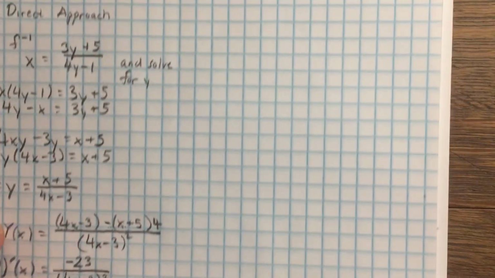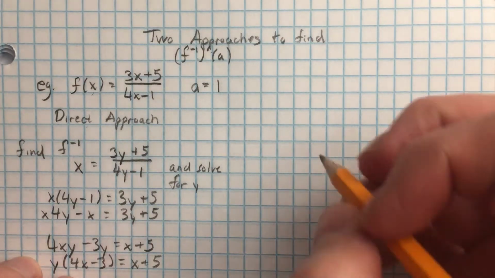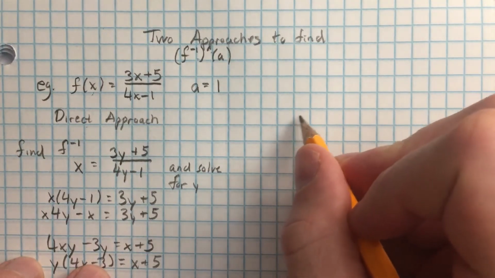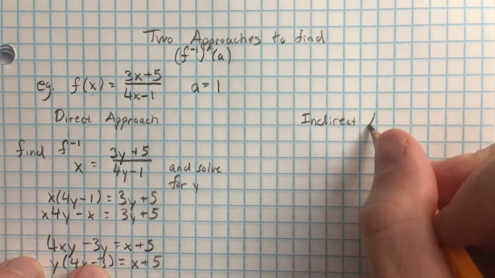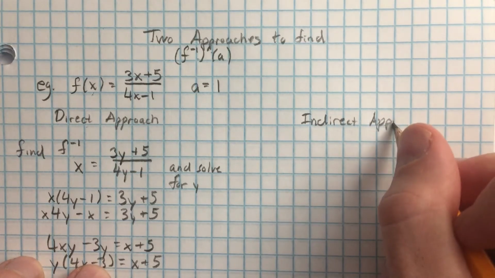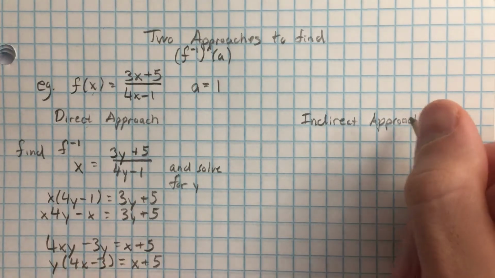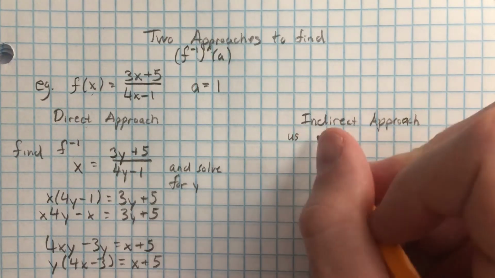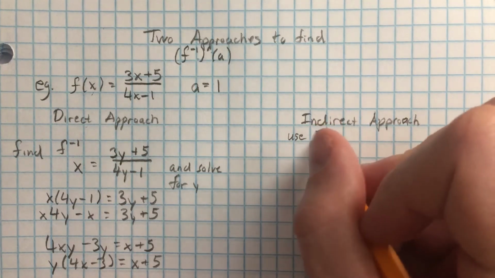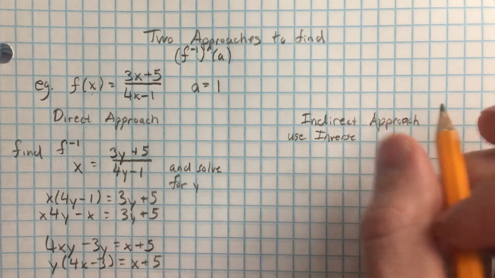The second approach is to use the inverse theorem. Right? So I'll just call that the indirect approach. Indirect approach is to use the inverse theorem, which was our formula.